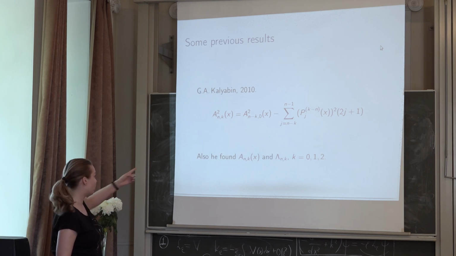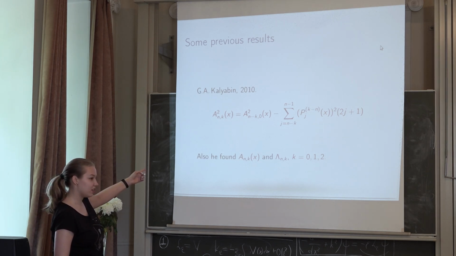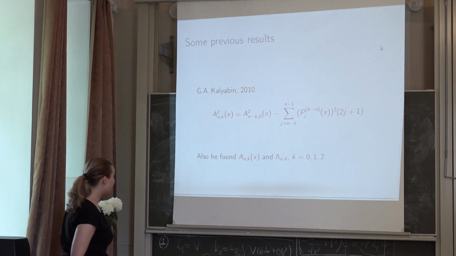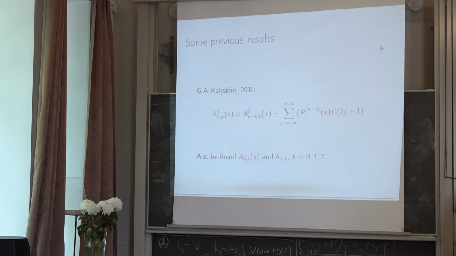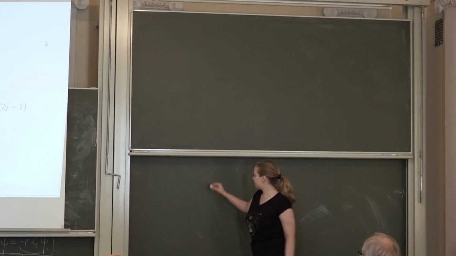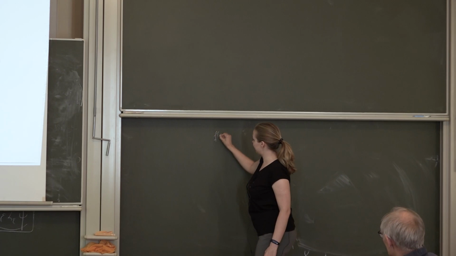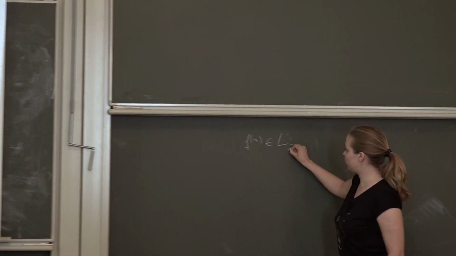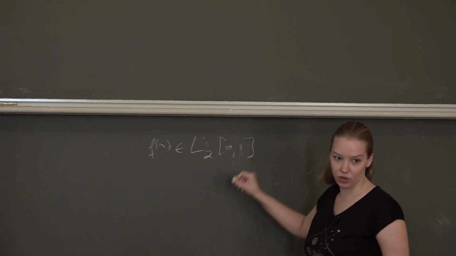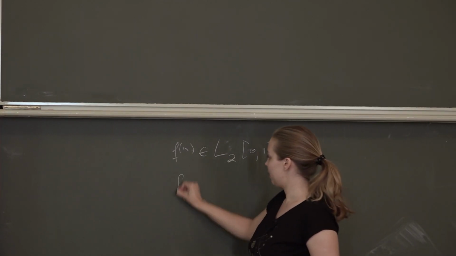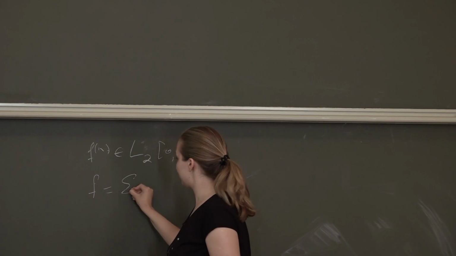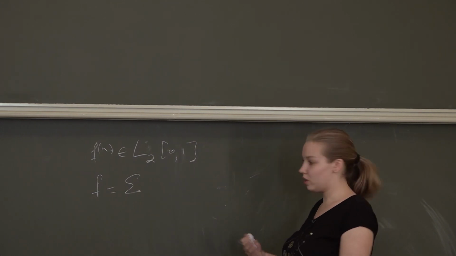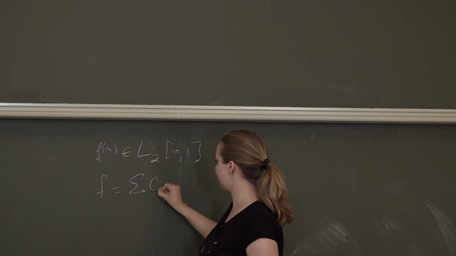Okay. You want to know how he obtained this? Just a few words about it. It is made by f^(n) from L2 by the definition. And we can write it as a series of the Legendre polynomials.